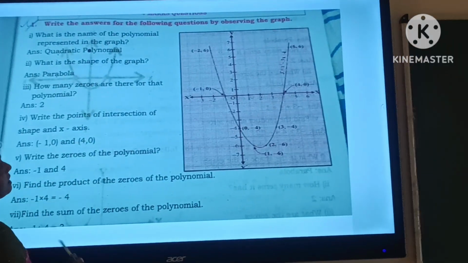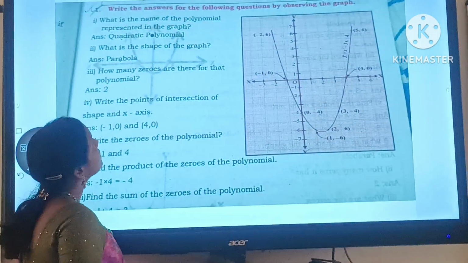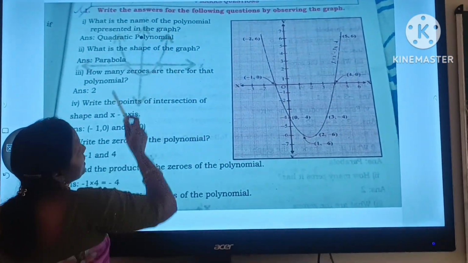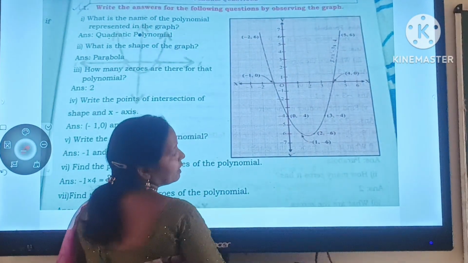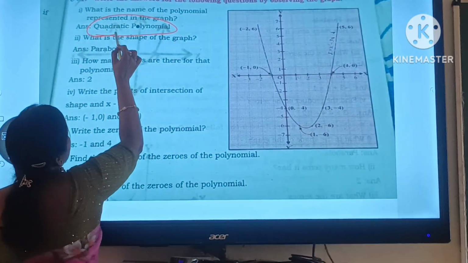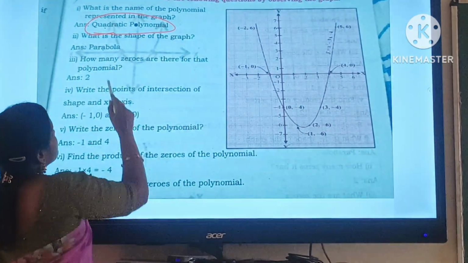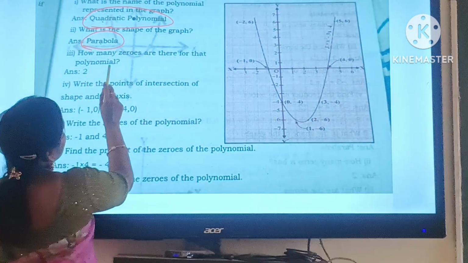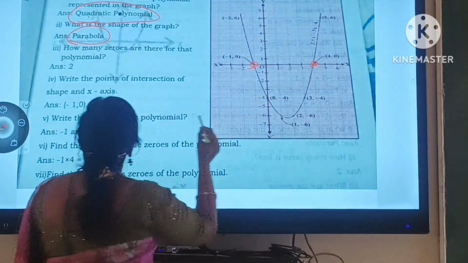Let's discuss another example. This is the graph they have given. What is the name of the polynomial represented in the graph? It is a quadratic polynomial. What is the shape of the graph? It is in the U shape, so it is a parabola. How many zeros are there for that polynomial? It is intersecting at 2 points. Therefore, 2.